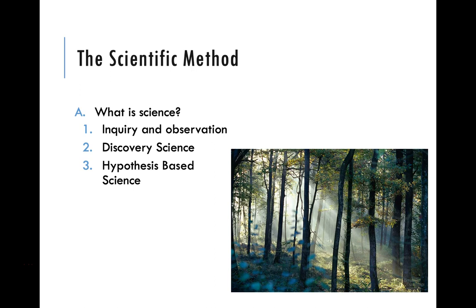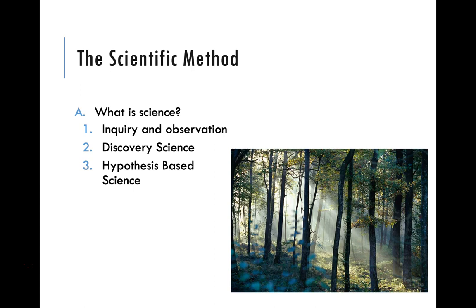Inquiry is just asking questions, looking for information, looking for explanations. Observations are things that you notice about the world around you. They're information that can be used to explain some of those questions you have. This can be a cycle. One can lead to the other. One can lead to more observations, and observations can lead to more questions. So there's no set or defined way to start, but the scientific method starts with some sort of observation and inquiry.